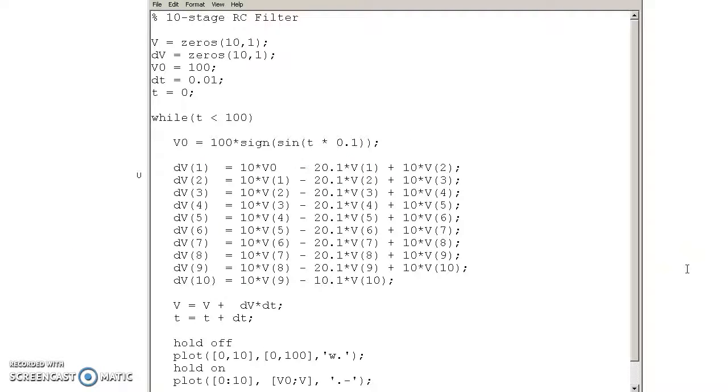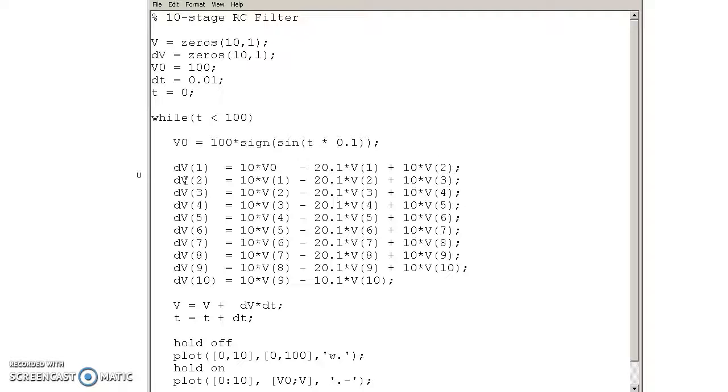Now in MATLAB we can simulate that with 10 coupled first order differential equations. At each given node, the current of the capacitor, I equals C dV/dt, is the voltage from the left and from the right. Those come together and sum to the current of the capacitor. The net result is you wind up with this type of equation.